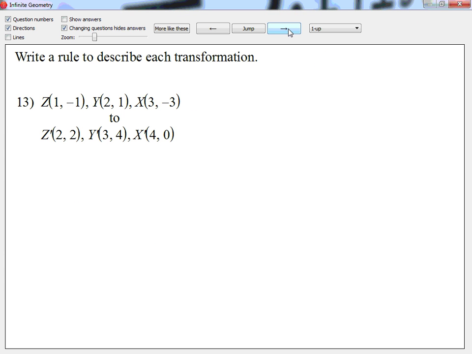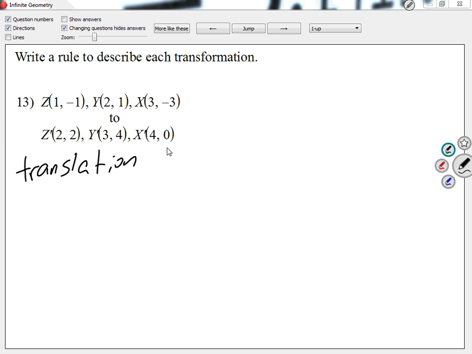Now, for number 13, I'm asking you guys to write the rule. Write a rule to describe each transformation. So I'm going to say it's a translation, as I know I'm dealing with translations only. And I'm going to say (x, y) becomes, what are we doing to the x's? Adding 1. So we're going to say x plus 1. What are we doing to the y? Adding 3. So we're going to say y plus 3. So 13 and 14, that's it.